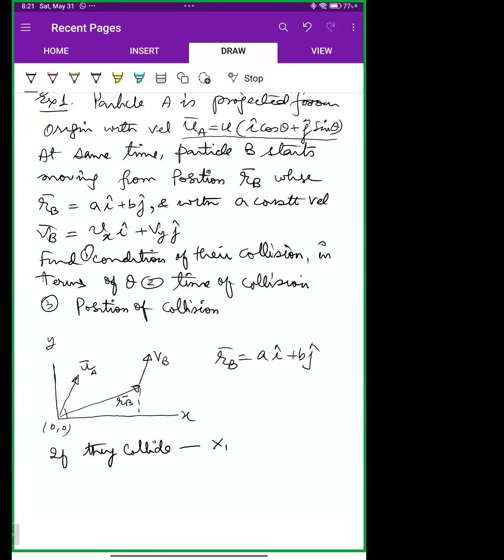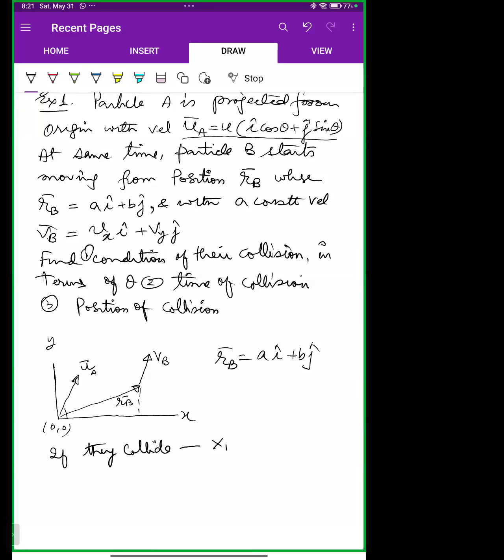And you see, VB is constant. VB is equal to Vx I cap plus Vy j cap. There is no gravity element in it. It has been given that at the same time particle B starts moving from position RB with a constant velocity. It is not free fall under gravity.